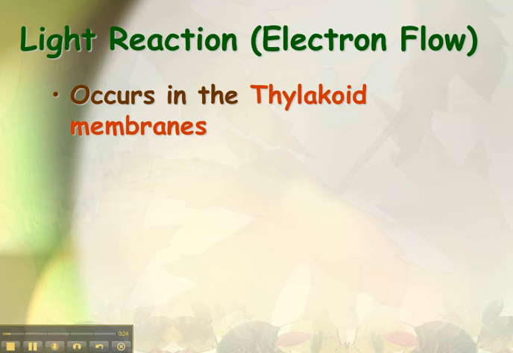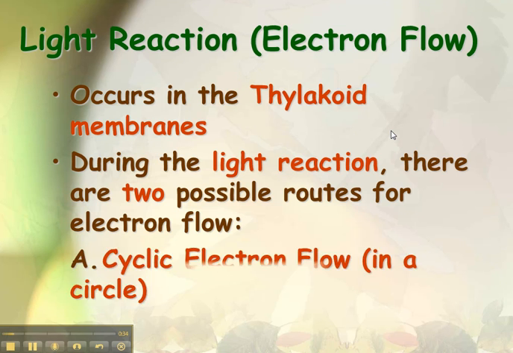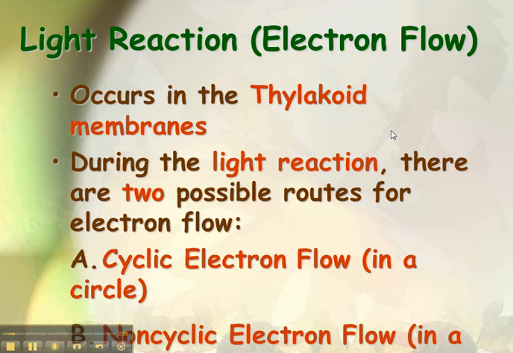So during this process, we have two possible routes. We have cyclic and non-cyclic, which the cyclic go in a circle, the non-cyclic go in a straight line. And so sorry about that being in the way there. Maybe we can move it right over there. Alright.